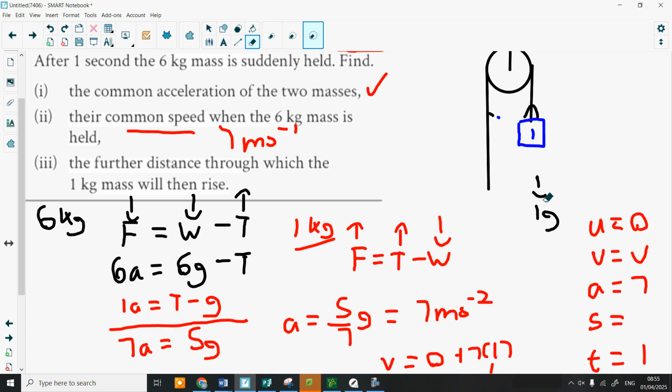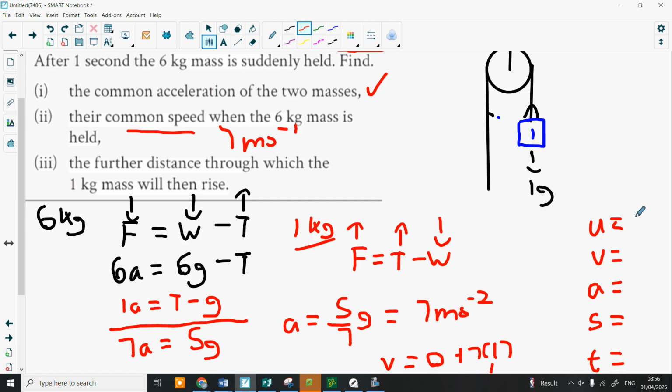Now what's the deal with the 1 kilogram mass at that point in time? What's its story? It was moving at 7 meters per second. I didn't stop it though. The tension stopped. So look, it's on its way up, the way it goes up a little bit. But the problem is it's going at 7, but it no longer has acceleration in the upward direction. What's the only acceleration acting on it? Gravity acting down. So we're going to UVAST this again.